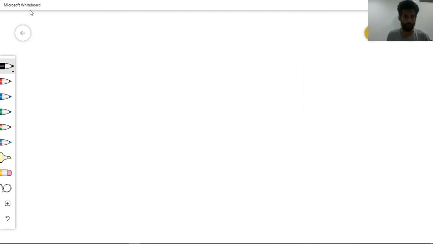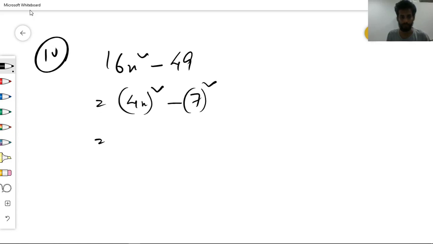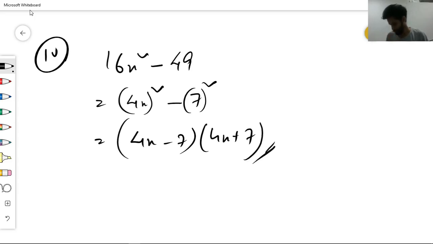Now question number 4, 16x square minus 49. Here it will be 4x whole square minus 7 square. So it will be 4x minus 7, 4x plus 7. So this is the answer.